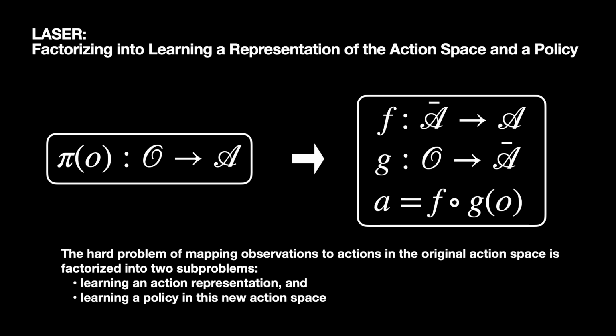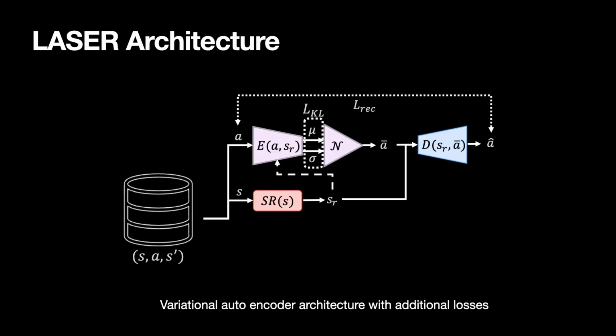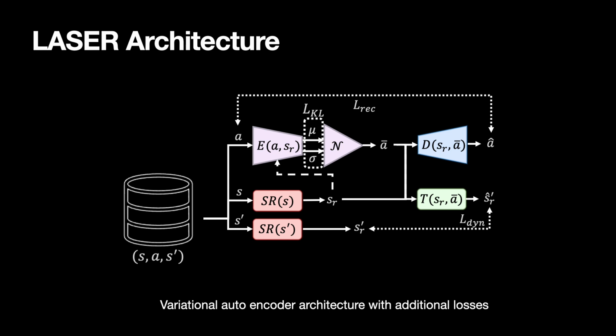While the policy changes between task instances, our hypothesis is that the first mapping remains constant, facilitating training for unseen instances of the task. Laser proposes a solution to the problem of action representation learning in the form of a variational autoencoder model which reconstructs low-level actions from latent actions, along with a latent dynamics model predicting future robot states.